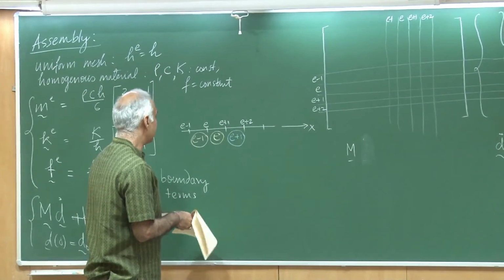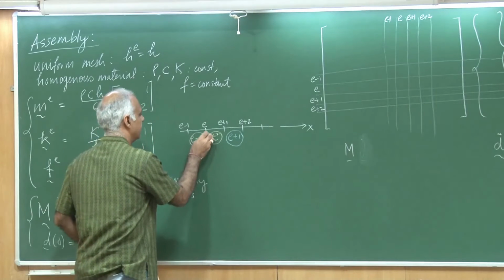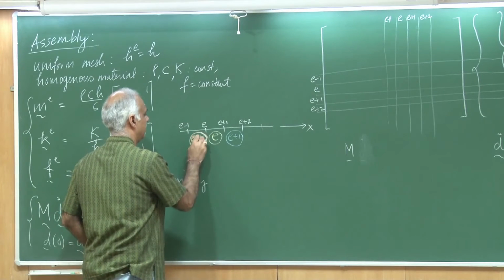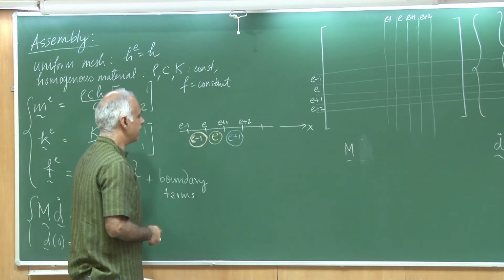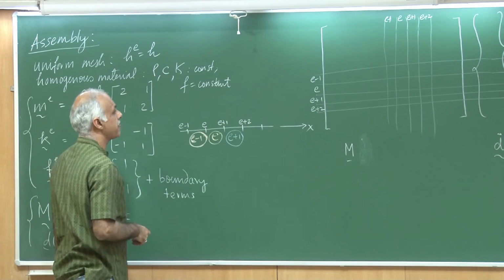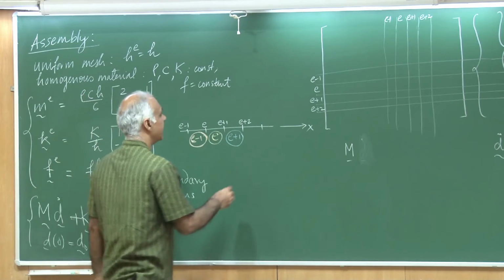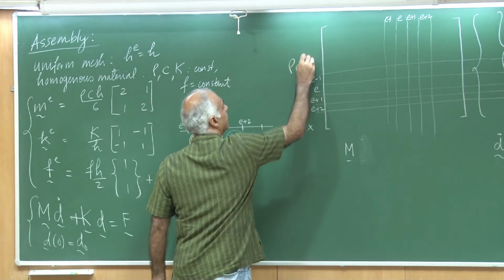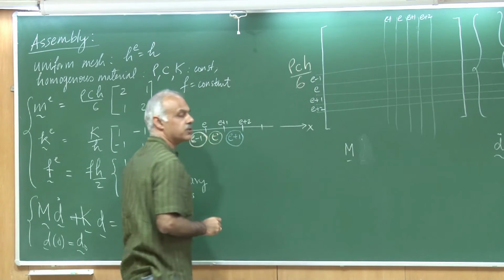So, for element number E minus 1, let me go ahead and put these quantities. So, I start with M first. So, rho C h by 6 is going to be outside. So, let me put that here right away.